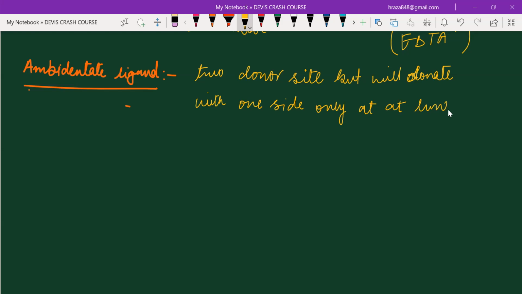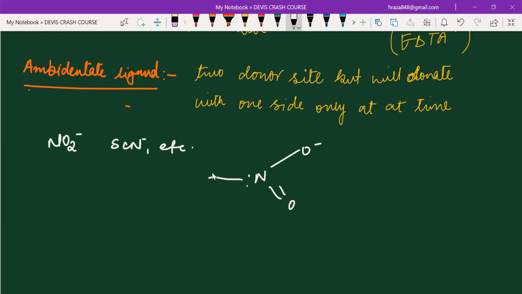That's why it comes under a special denticity called ambidentate, and its examples are basically NO2 minus, SCN minus, etc. As you can see, this is negative and this is a double bond, so it can donate either like this to the central atom, or it can donate from oxygen to the central atom. You can see there are two donor sites, this and this, and it will use only one of them. So that's why it comes under a special name of denticity, that is ambidentate.